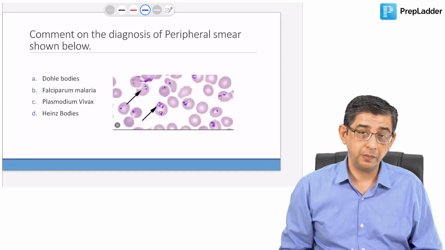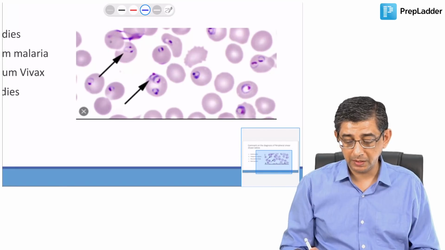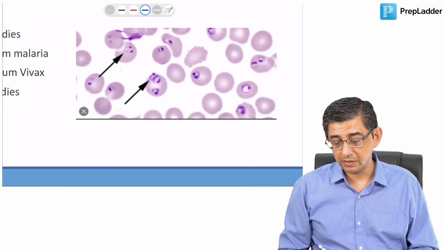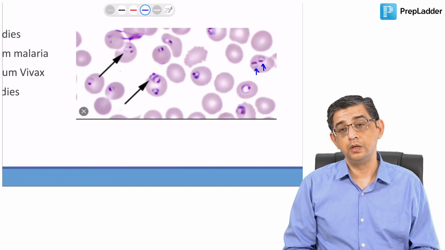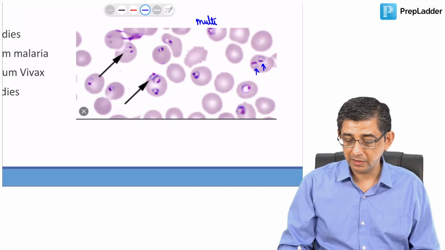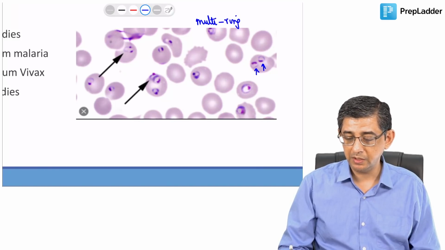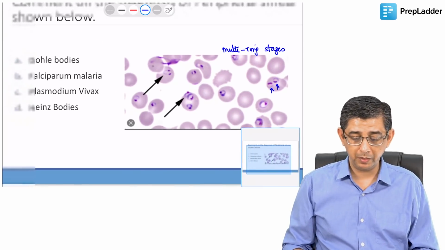The next question was a repeat one. He gave a peripheral smear in which you can definitely see these rings, like wedding rings, and lots of times you can see more than one also. Because there are multiple ring stages present inside a single RBC, the diagnosis of this person should be kept in favor of falciparum malaria.